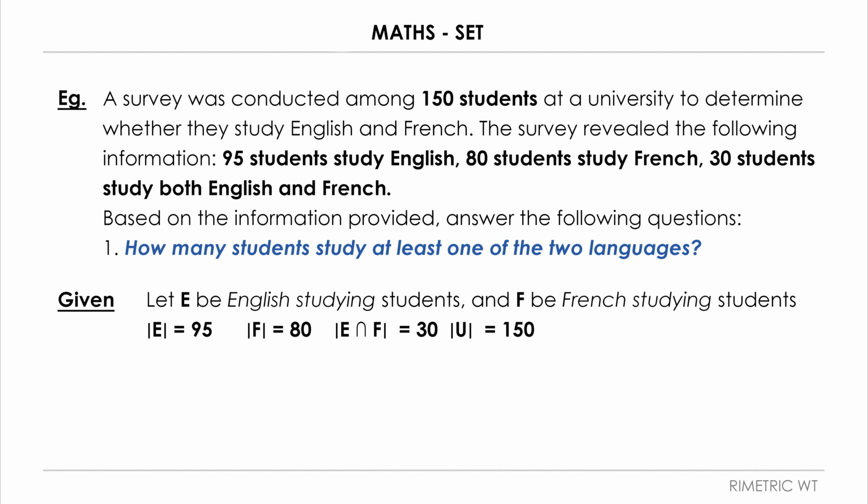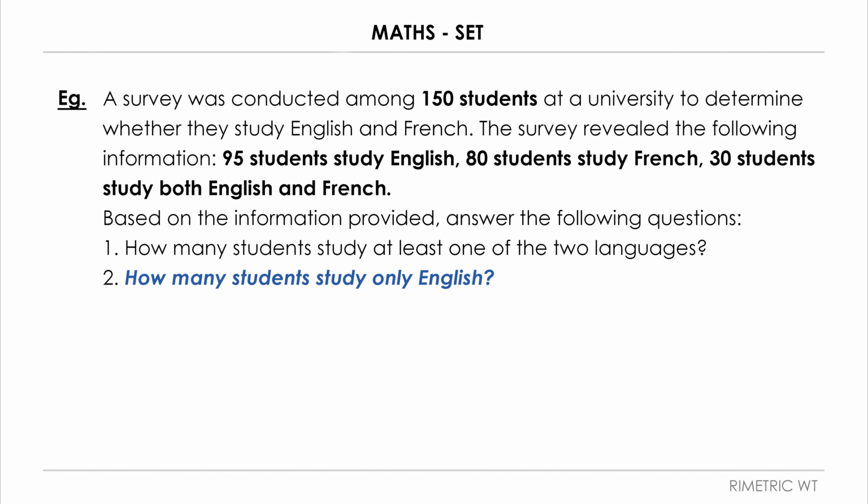Then, to solve question number 1, which asks the number of students who study at least one language, we use the cardinality of E union F. Cardinality of E union F is the summation of both cardinalities minus the intersection. When we substitute the given numbers, we'll find 145 for an answer.